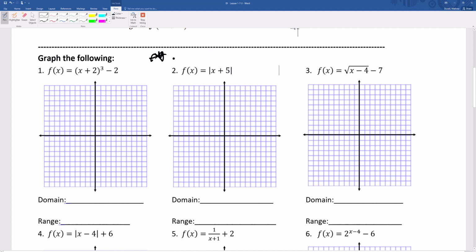All right, so it says graph the following. We're taking a look at these parent graphs. So I know that it's going to have that shape. My horizontal shift is -2. My vertical shift is -2. So starting at 0, 0, it's going to move over -2 and down -2.